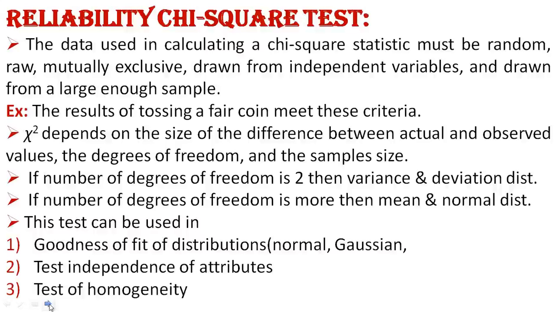If the number of degrees of freedom is 2, then you have to calculate the variance and deviation, the distribution of probabilities or statistics. If the number of degrees of freedom is more than 2, then we have to calculate the mean and normal distribution. The test can be used for goodness of fit of a distribution, that is normal and Gaussian, for testing the independence of attributes, and for testing homogeneity. These three factors are checked using the chi-square test.